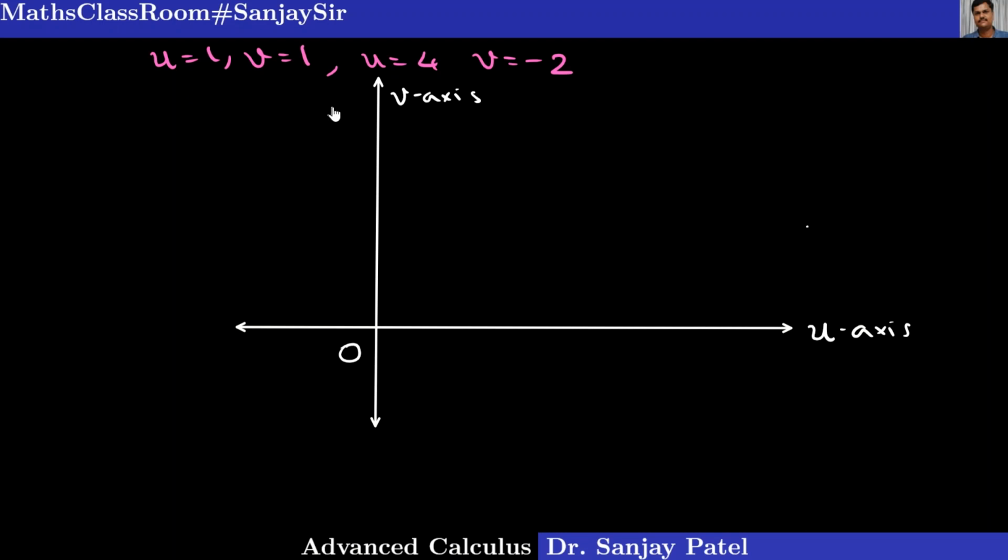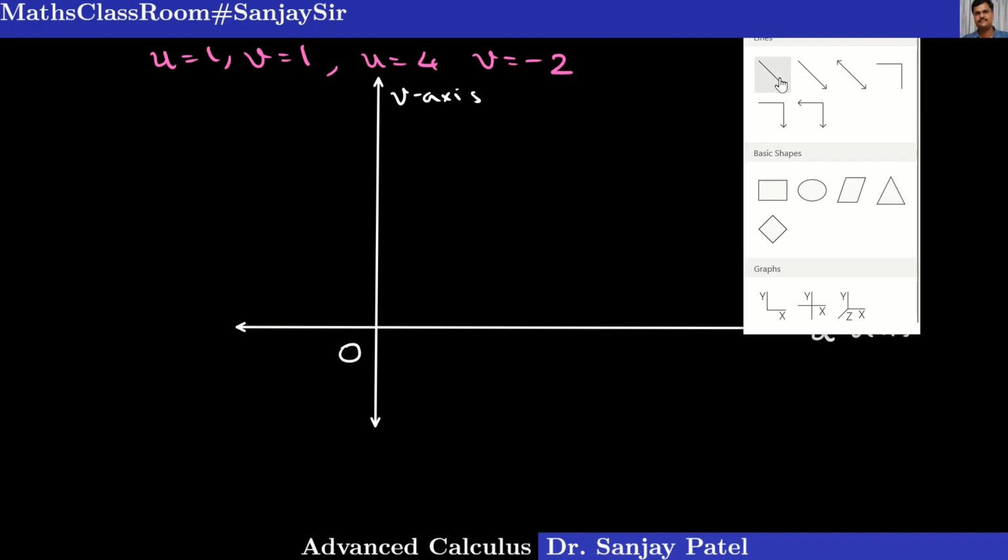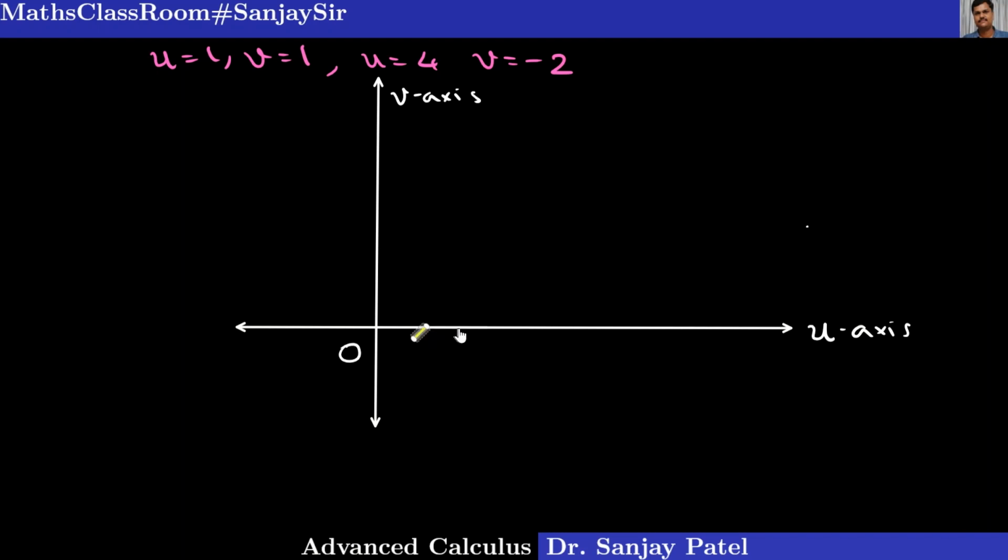You know that u equal to constant is a line parallel to the v axis. It is similar to the concept of x and y axis. So I can draw the u equal to 1 line, which is parallel to the v axis. Let me draw these two lines. Suppose 1 is here, 2, 3, and 4. And for v, we can take v equal to 1, minus 1, and minus 2 somewhere here. Now let us draw these lines. First, the line u equal to 1. It is like this.